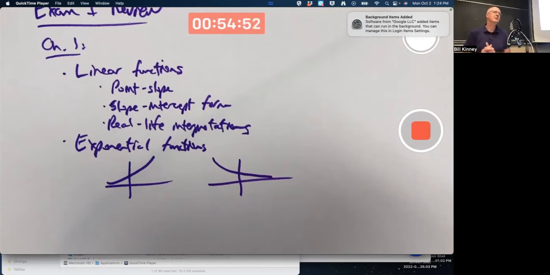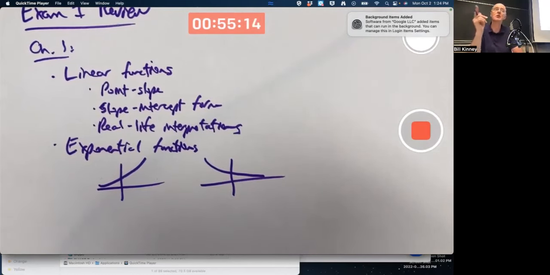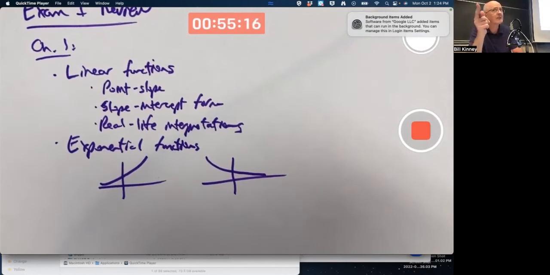But in general, exponential functions have more applications to other situations like, well, population growth, radioactive decay, money growth in a bank account. So finance, those are some of the more common applications of exponential functions. And they don't have a constant slope. They don't have a constant rate of change, but they do have a constant relative rate of change.